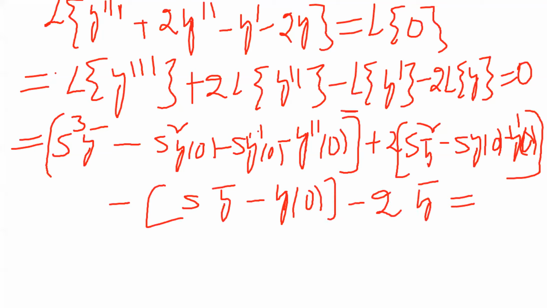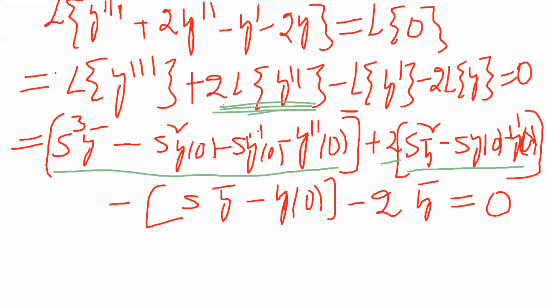This is the expansion of the higher order differential equation. First L of y triple dash, that equal to s cube y bar minus s square y of 0 minus s into y dash of 0 minus y double dash of 0. And the second, 2 into L of y double dash, 2 is a constant. L of y double dash equal to s square y bar minus s into y of 0 minus y dash of 0. Minus L of y dash, here minus outside, and s into y bar minus y of 0. Minus 2 into L of y equal to y bar.